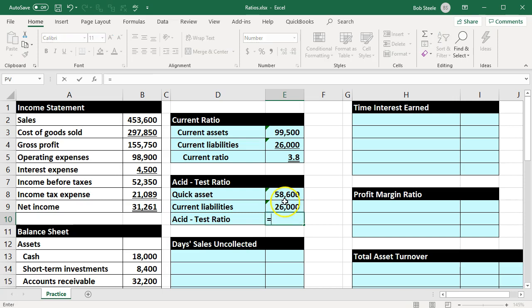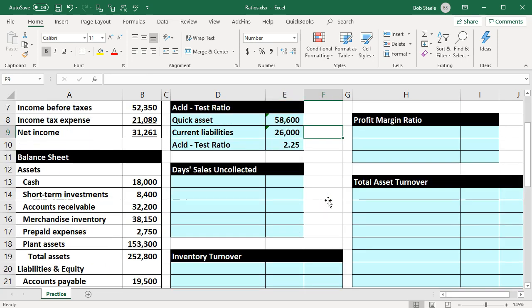This is going to be equal to the 58.6 divided by the 26,000, and enter. So you can see this is a bit more stringent, of course, because now we're talking about a more liquid type of assets and seeing how many times we can pay off the current liabilities with those more liquid assets. Now we'll take a look at days sales uncollected.